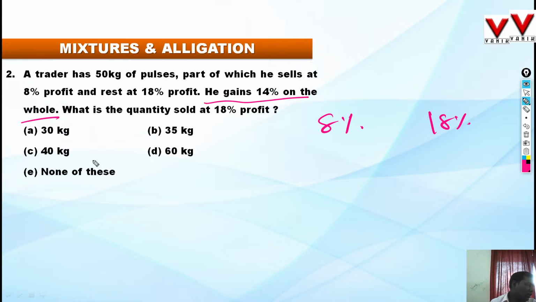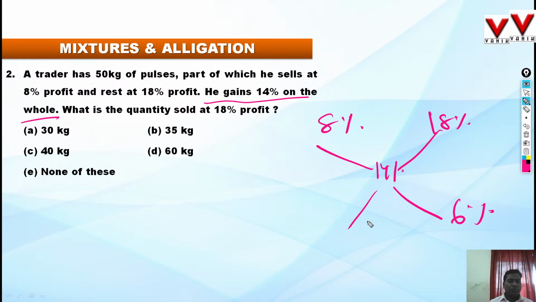Just I remind our concept of each chapter. Okay. Then 8% and 18%, he gets 14% on the whole. 14% minus 8% equals 6%. The 18% minus 14%, this difference is 4%. The ratio is equal to 2:3.